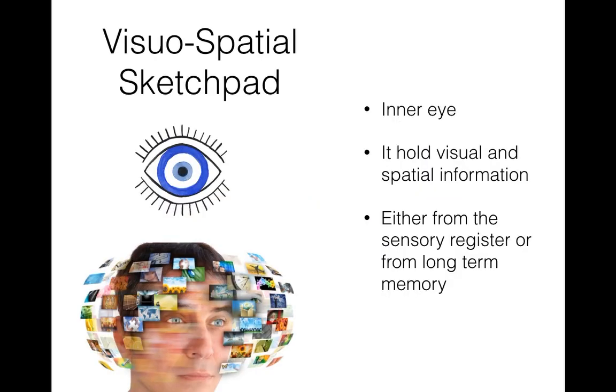So the Visual Spatial Sketchpad, this is the component that deals with visual and spatial information in the short-term memory. You can consider it the inner eye that you can use to visualize a mental picture. This can be either from your sensory register, basically from your environment, or it can be from your long-term memory.